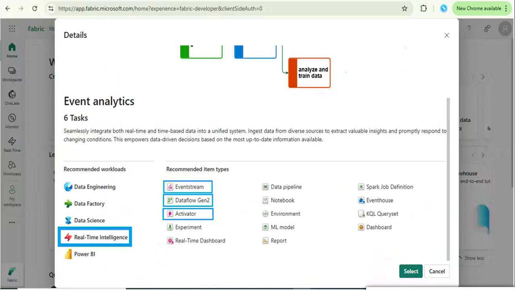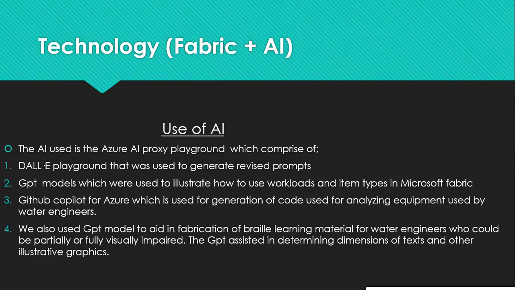So this is an illustration of how we started in Microsoft Fabric. And now for the AI technologies, we're using the DALL-E playground, the GPT models, and GitHub Copilot for Azure. We are also examining how we could integrate GPT towards the creation of building materials for those who are partially visually impaired.